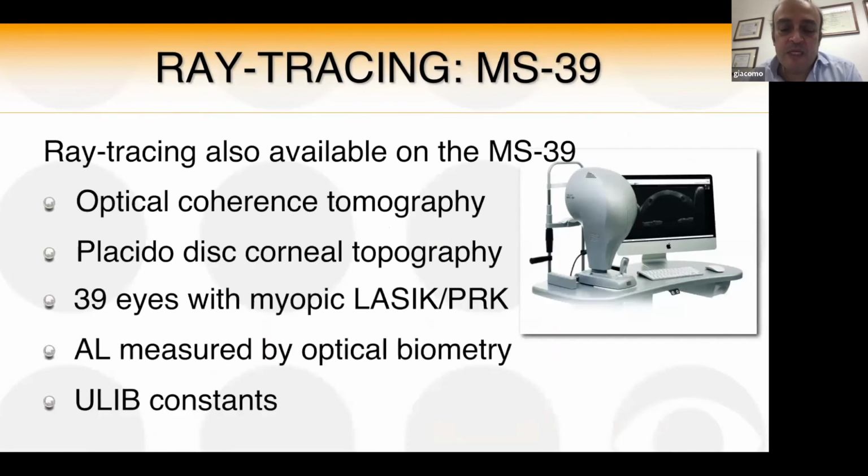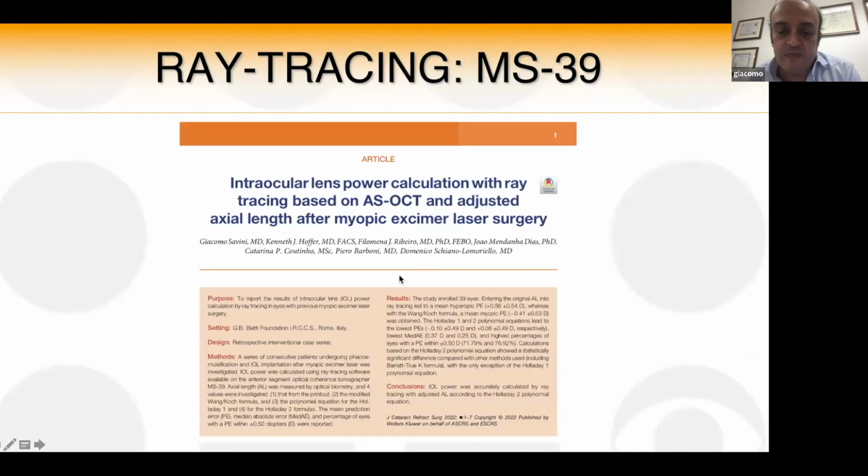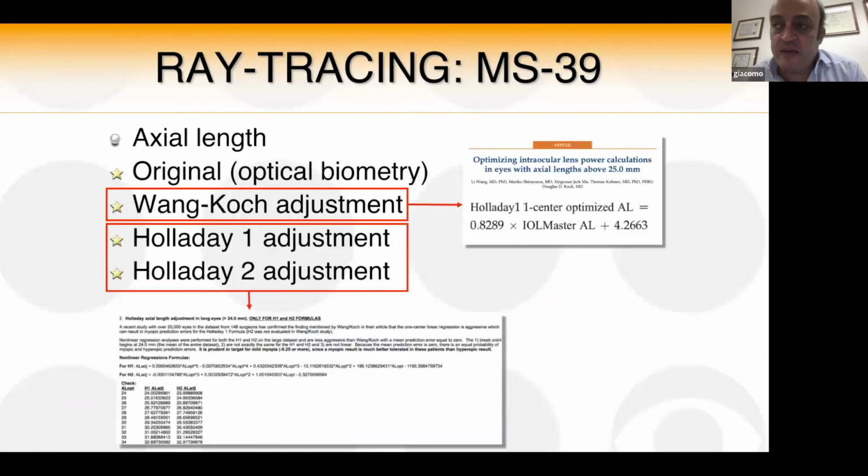But now we published a new paper on 39 eyes with the MS39. In this case, the axial length was measured by optical biometry, and we used the ULIB constants. It was published a few months ago. And here I want to give you some practical advice.